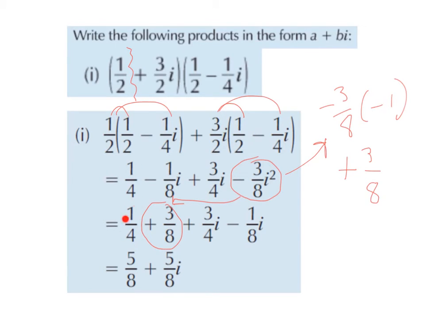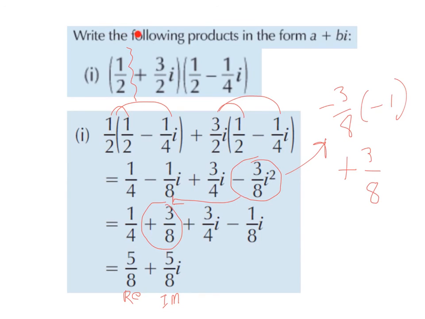So the quarter stays as a quarter. The minus 3 over 8 i squared becomes plus 3 over 8. The minus 1 over 8 i and the plus 3/4 i have just been grouped together down here. So now we've got the real parts together, and the imaginary parts together. Then a quarter plus 3 over 8 gives us 5 over 8, and that's our real part. So I'm labelling that as RE because that's my real part. My real part must always come first. And then 3/4 i minus 1/8 i gives me 5 over 8 i. And that must come second, and I'm labelling that as IM because that's my imaginary part.